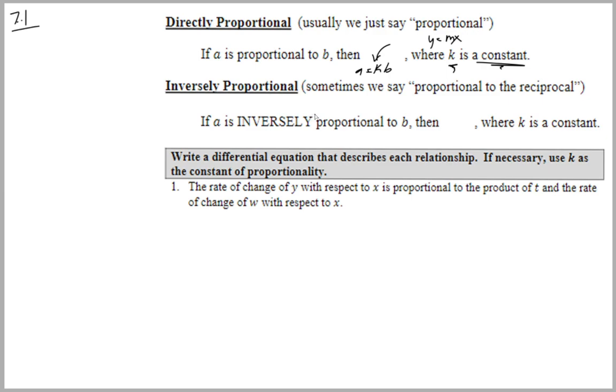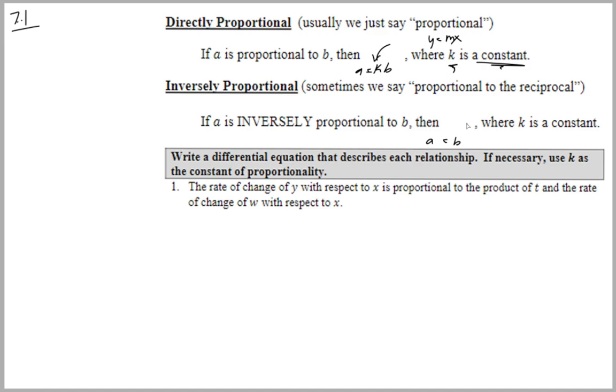However, inverse proportional is proportional to the reciprocal. So that means that if A is inversely proportional to B, then A is equal to k over B, where K is a constant. Inverse proportional means that when one increases, the other is decreasing. And it's not a negative, it's like an inverse.